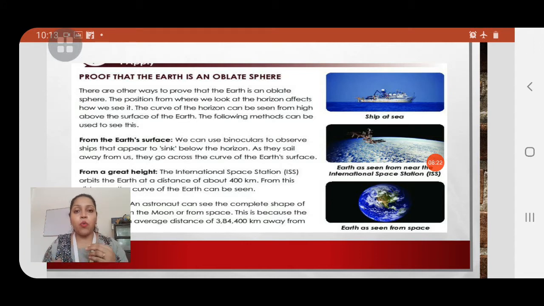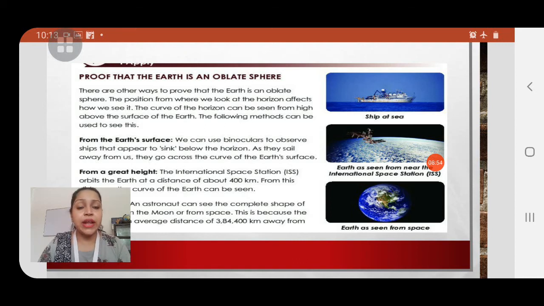Now the ship will not disappear all at once. If the earth were flat, the ship would have fallen off and disappeared at one instant. But slowly the parts of the ship will disappear. At first the deck will disappear, then the mast of the ship will disappear. So slowly, part by part, you will see the ship sinking below, and this is because of the oblate sphere.